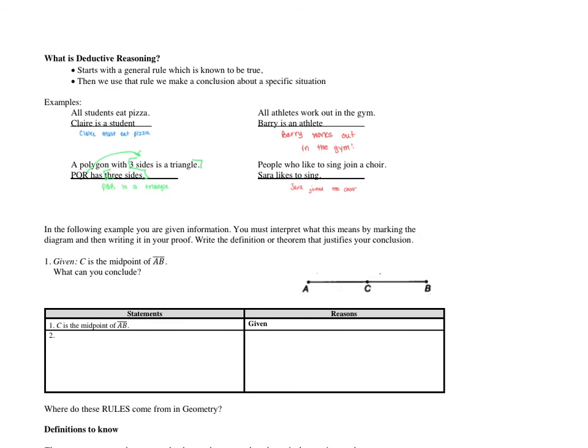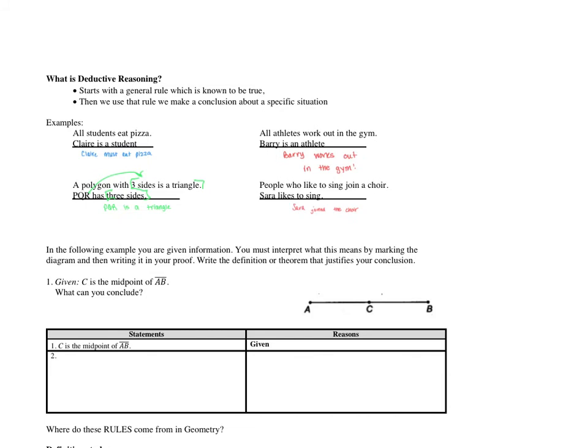Now, here's what we're eventually going to be doing. So, you're going to be seeing this often. Before we go into it, let's just go over a little detail or two. In the following example, you are given information. You must interpret what this means by marking the diagram and then writing it in your proof. Write the definition or theorem that justifies your conclusion.